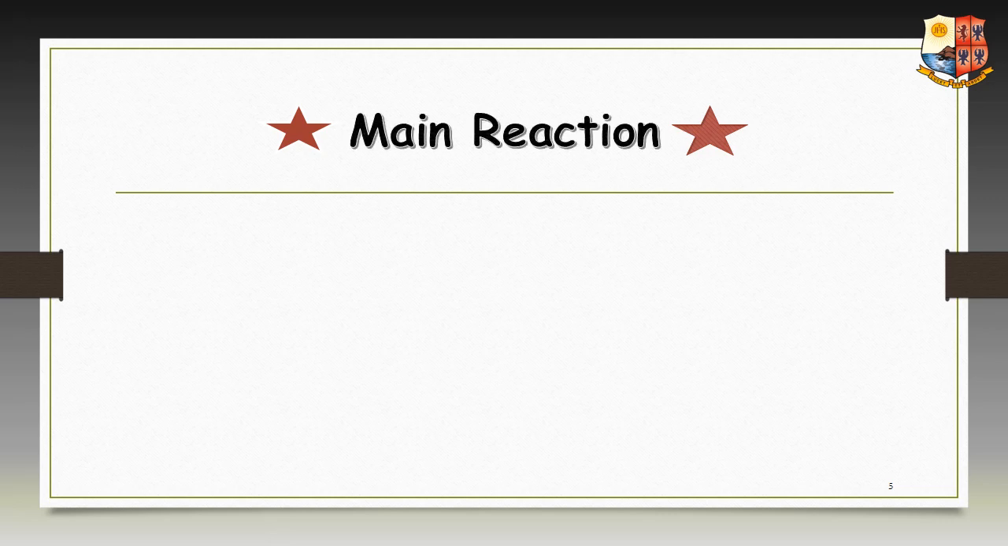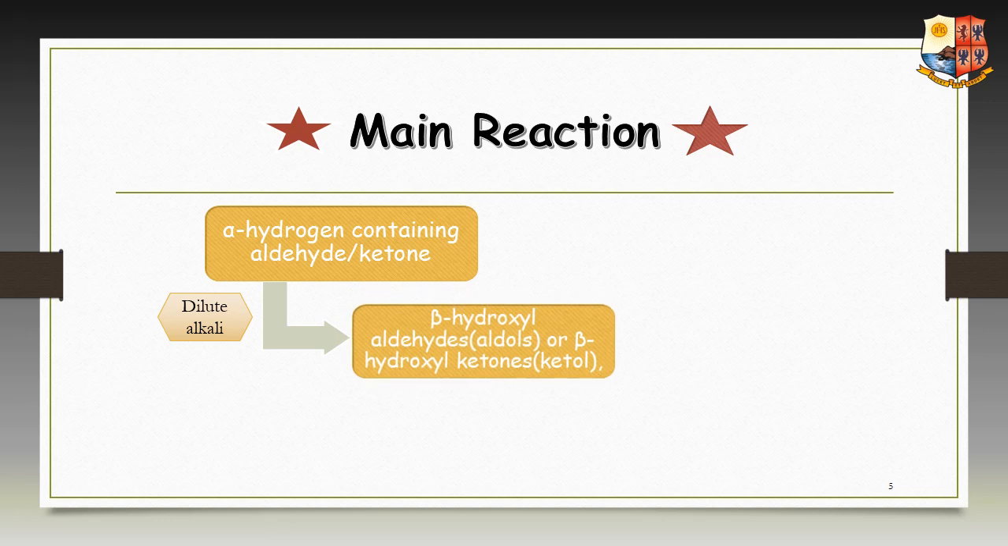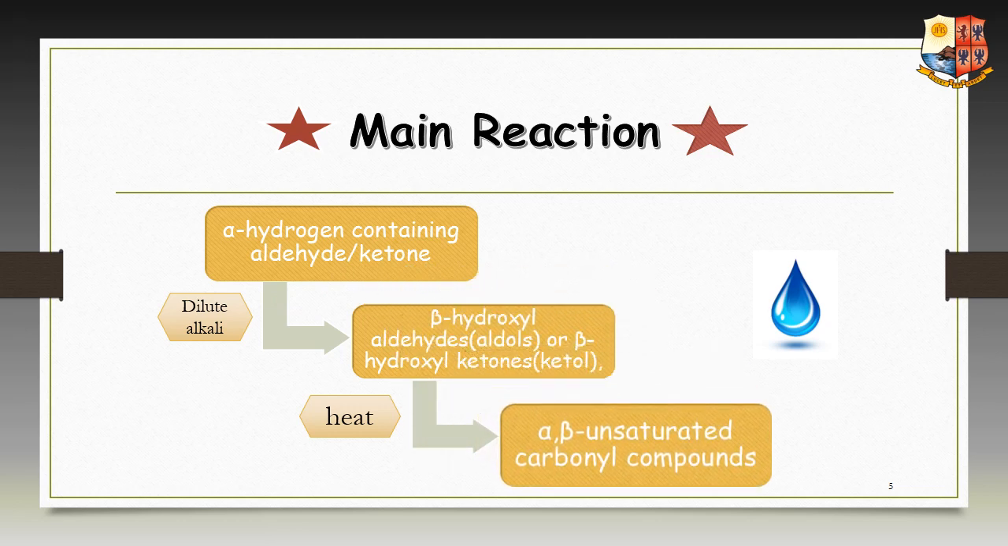The main reaction occurs as follows. Aldehydes or ketones containing alpha hydrogen atoms undergo self-condensation in the presence of dilute alkalis such as sodium hydroxide, barium hydroxide, potassium hydroxide, potassium carbonate, etc., giving beta hydroxyaldehydes called aldols or beta hydroxyketones called ketols respectively. Now this is called aldol reaction. On heating, the aldol or ketol readily lose water to give alpha beta unsaturated carbonyl compounds, and these are the final products in this reaction.